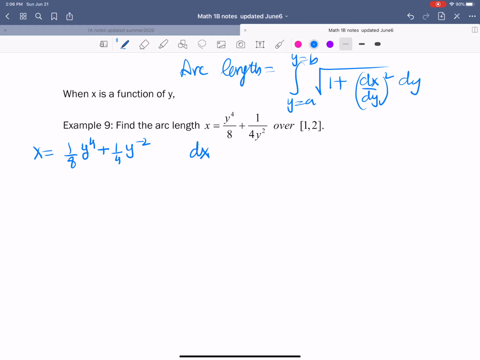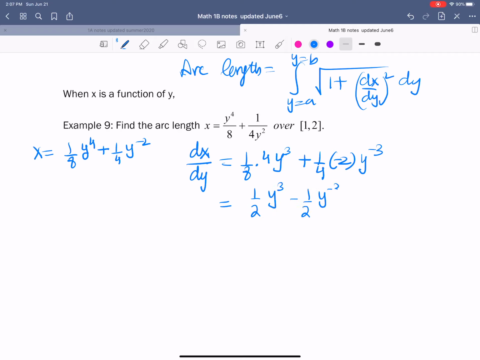Okay, so dx over dy, the differentiation of x with respect to y, turns out to be 1/8 times 4 y to the 3rd plus 1/4 times negative 2 y to the power negative 3. Simplify it a little bit, it turns out to be 1/2 y to the 3rd minus 1/2 y to the power negative 3.